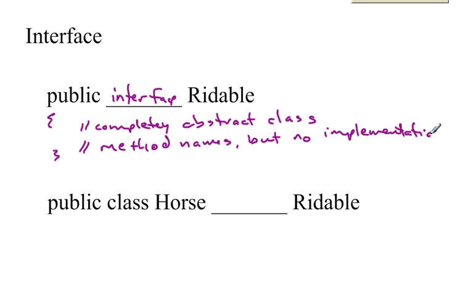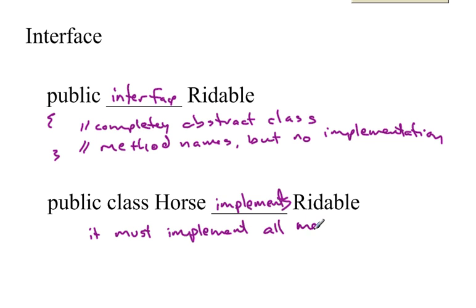Now, down here, if I want to use the writable interface, public class horse implements writable. And when it implements writable, it must implement all methods that were listed in writable. So in writable, we write what methods it's going to have. Horse is going to actually write the code for those.